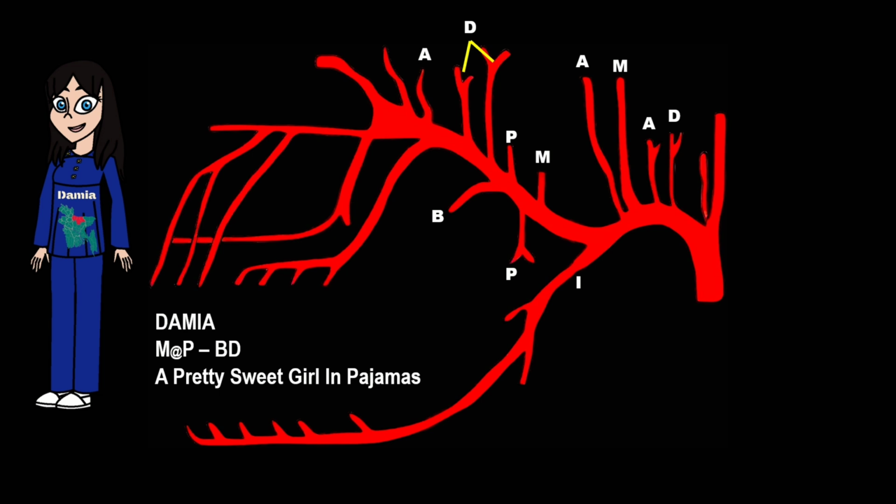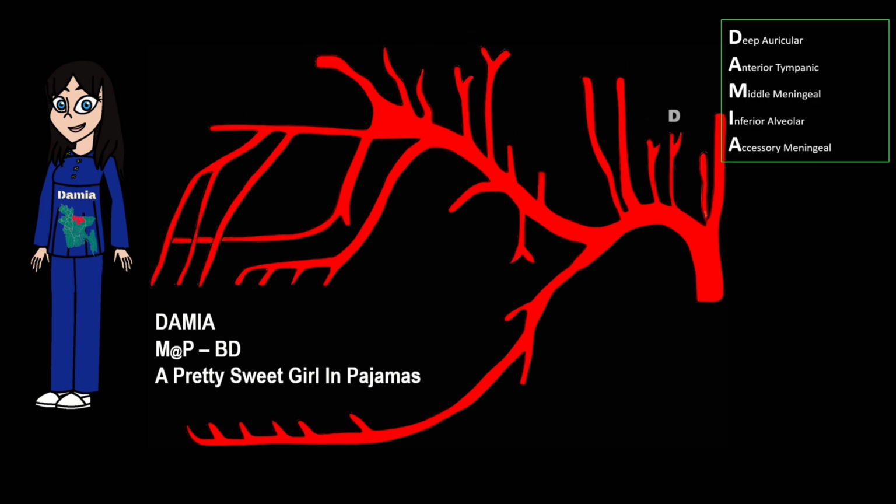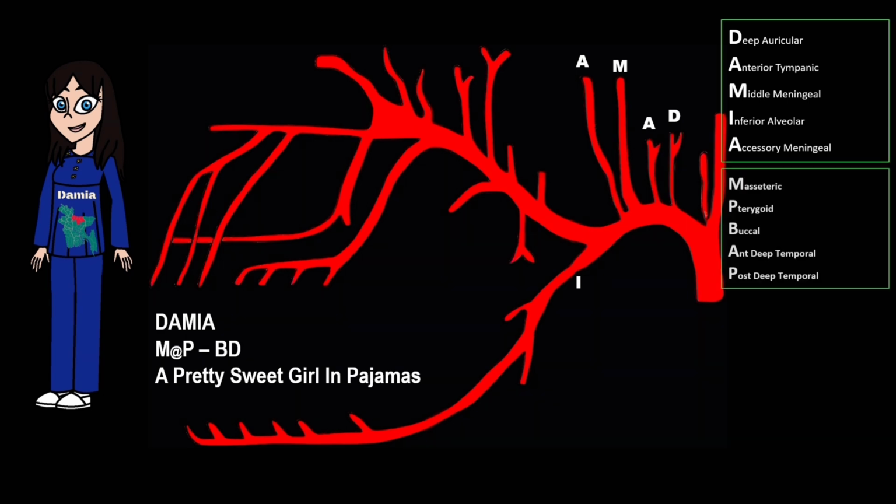Now what about a pretty sweet girl in pajamas? Now let's recollect the branches by name: deep auricular, anterior tympanic, middle meningeal, inferior alveolar, accessory meningeal. And she's carrying a map of Bangladesh, which means masseteric, pterygoid. There are two pterygoid branches, medial pterygoid and the lateral pterygoid. Then we have the buccal branch, the deep temporal branches, anterior deep temporal and the posterior deep temporal.